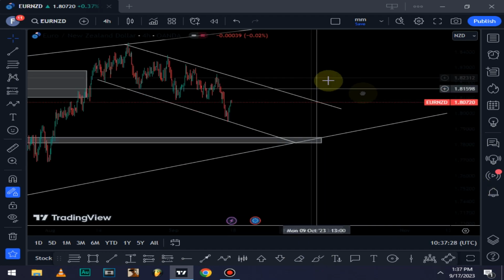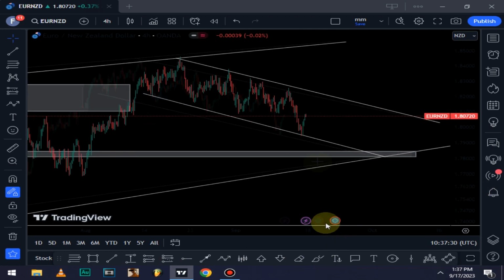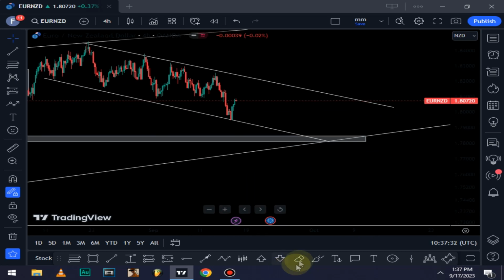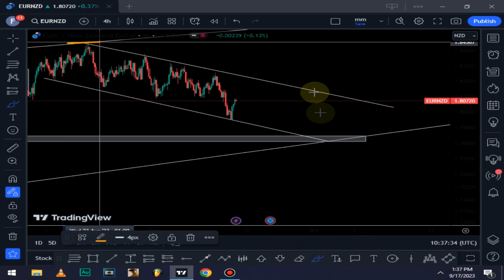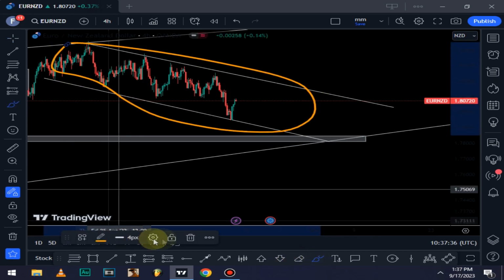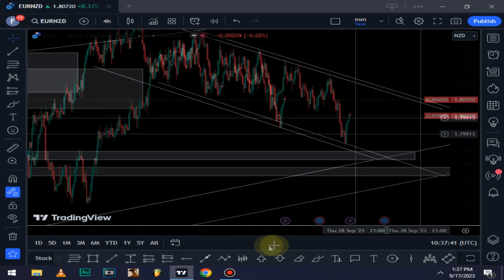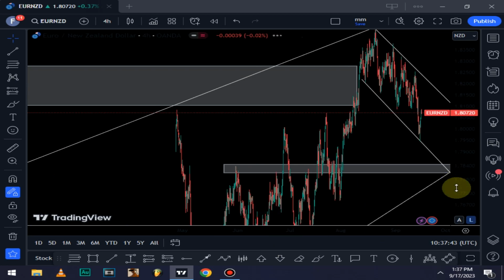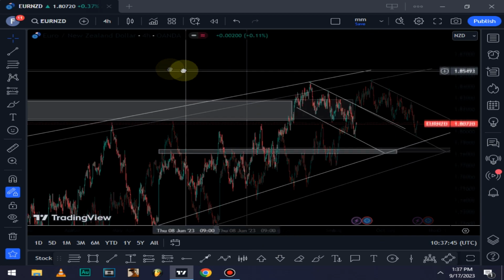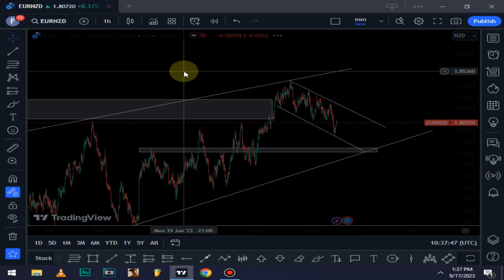So for now, I believe we're still in a downtrend, which is still in a correction form. So look, this is the downtrend. So how will we take this market? We still need to identify some zones before making a decision. Let's go to the H1.